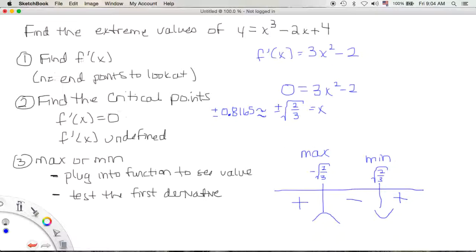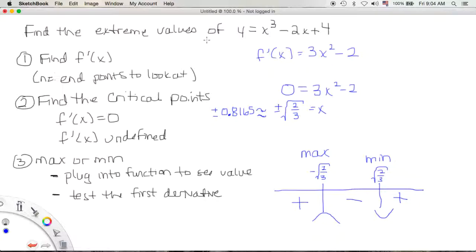Now, if you're asked to find the extreme values, you're going to want your answers to be the points, so you're going to have to plug those in and get the actual point. Or if they're just asking for the x values, then you would just use these x values, and you would say there's a maximum at x equals the negative square root of 2/3, and there's a minimum at the square root of 2/3.